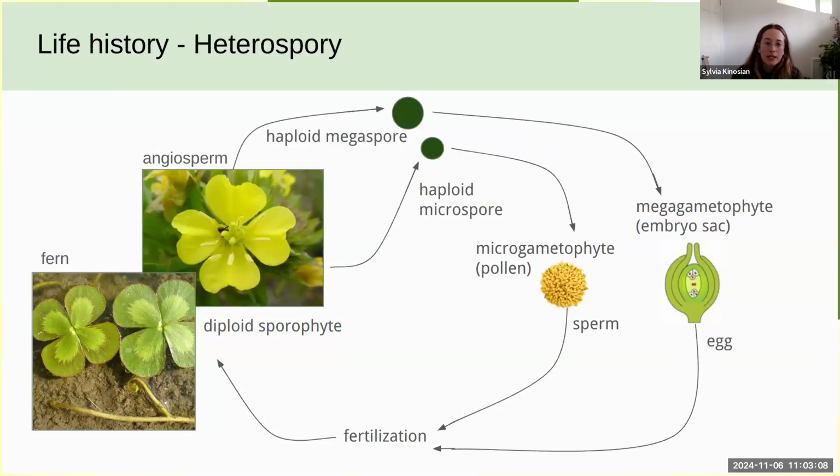These plants produce two different types of spores, a megaspore and a microspore. The megaspore develops into the megagametophyte, or embryo sac in seed plants, which produces the egg. And then the microspore develops into the microgametophyte, or pollen, which produces the sperm. This facilitates outcrossing and has evolved multiple times throughout the history of tracheophytes.